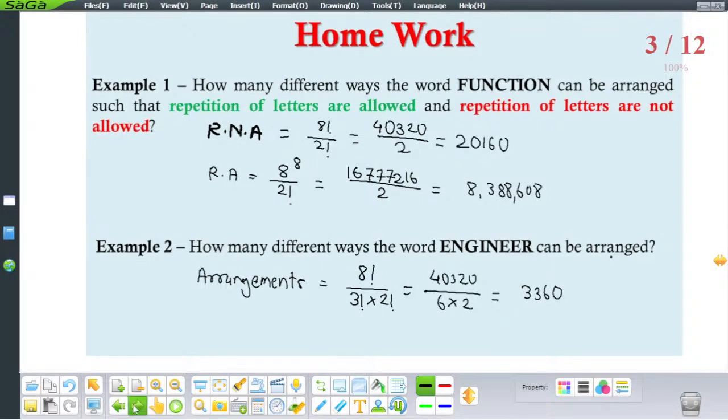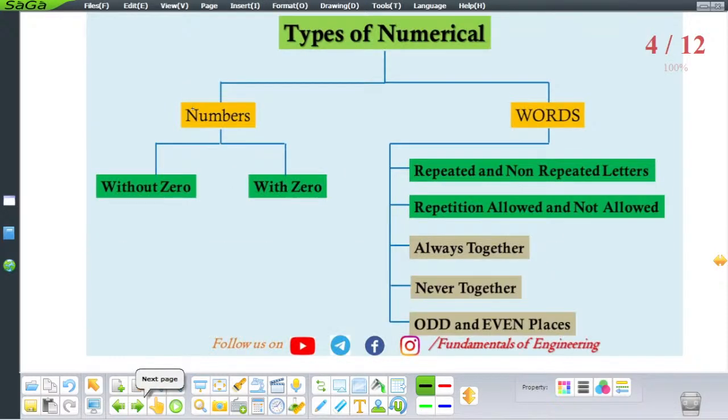Now we will see the actual part. We have seen the types of numerical problems. In the first part we saw problems for numbers, and in the second part of this permutation series we saw word type problems: repeated and non-repeated letters, repetition allowed and repetition not allowed. The third part is dedicated to always together. So today we are going to see the third part, always together in words.